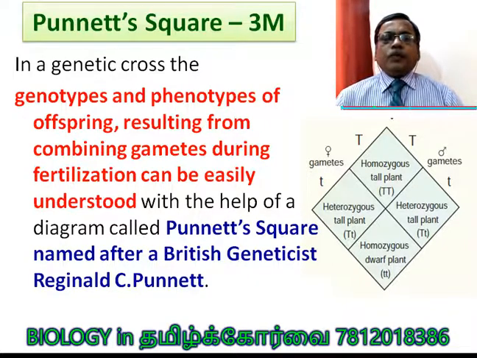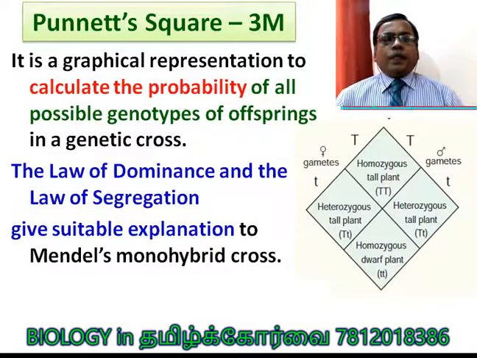That is the use of the Punnett square. It is a graphical representation to calculate the probability of all possible genotypes of offsprings in a genetic cross, which I already told you. So this can be asked in one 3-mark question: Write a note on Punnett square.